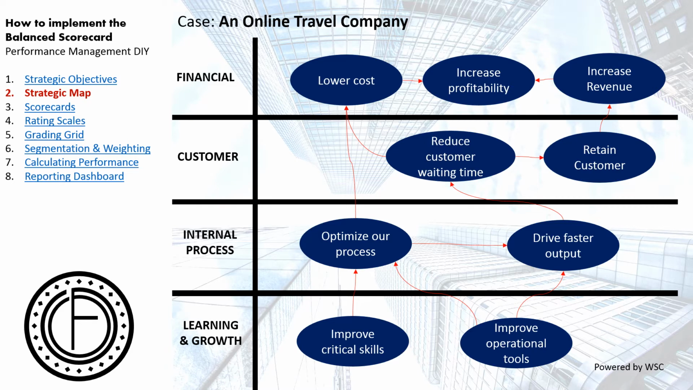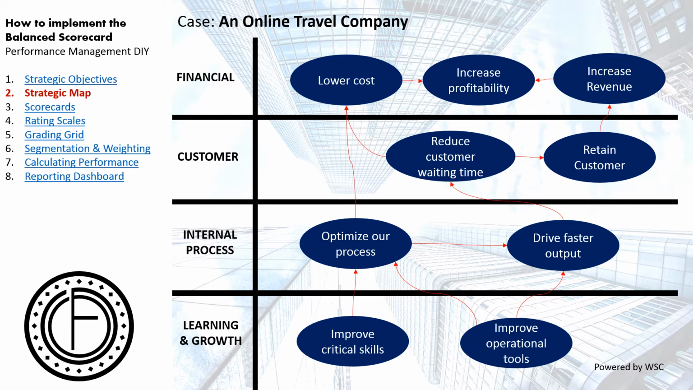Improve critical skills, just like the company has mentioned. Improve operational tools, as the company has also mentioned. Now, if you improve your critical skills, it will help to optimize your process as an organization. If you improve your operational skills, it will also help to optimize your process as an organization, and at the same time, it will help you drive faster outputs.